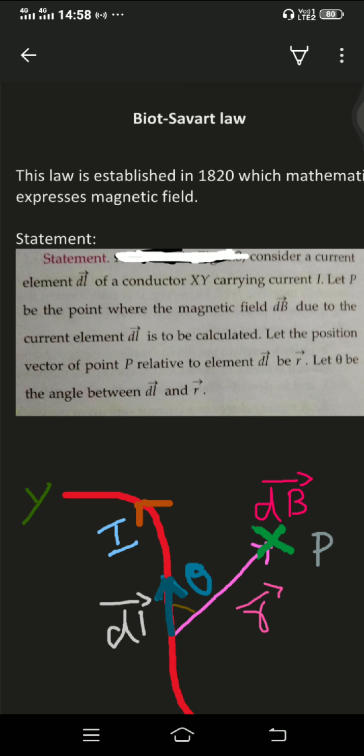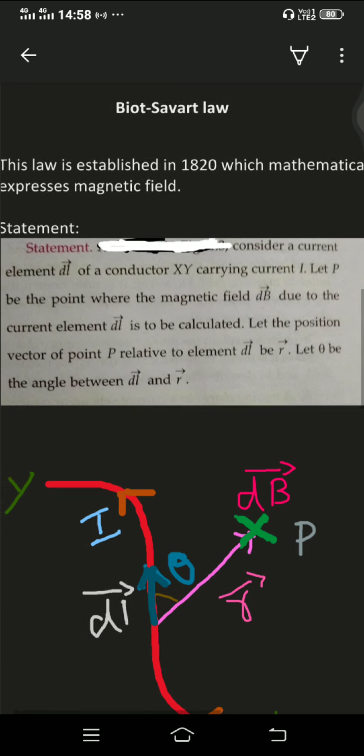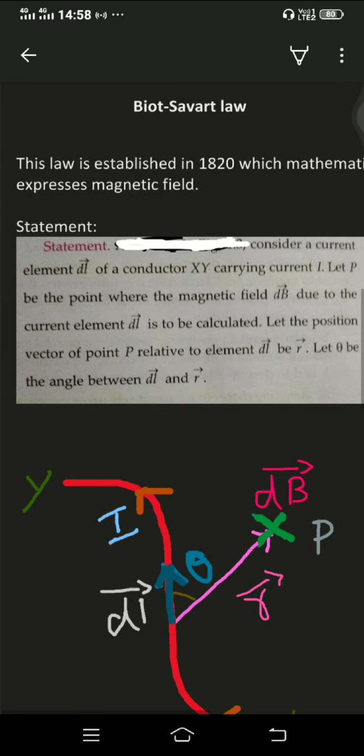Hello friends, in today's video we are going to see about Biot-Savart law. This law was established in 1820, which mathematically expresses the magnetic field B vector.